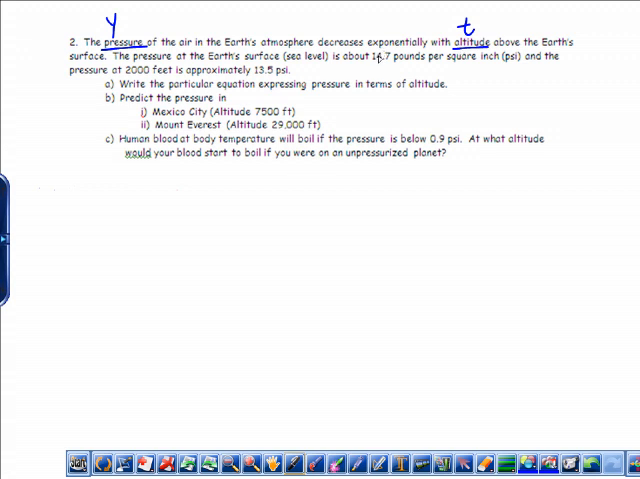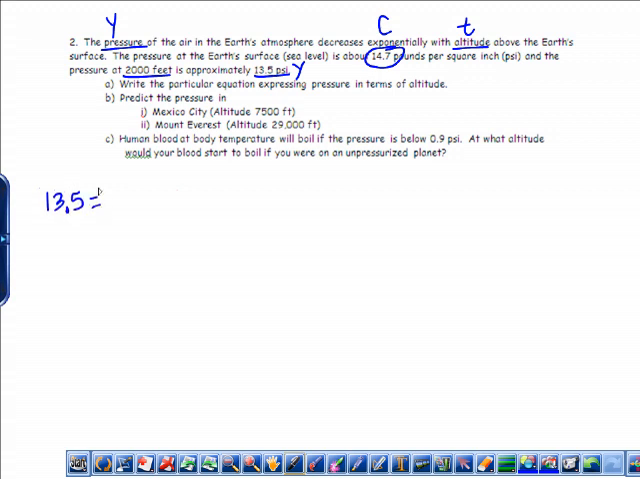So when they tell us that the pressure of the Earth's surface at the sea level is 14.7 pounds per square inch, that's going to be the initial value, the C. And then when they give us that the pressure at 2,000 feet is 13.5 psi, this is the information that we're going to use to find k. Okay, so let's think. Which of these two variables, 2,000 or 13.5, is the y value? Yeah, it's this one because it's pressure. And if you label your words with the variables, it makes it much easier.